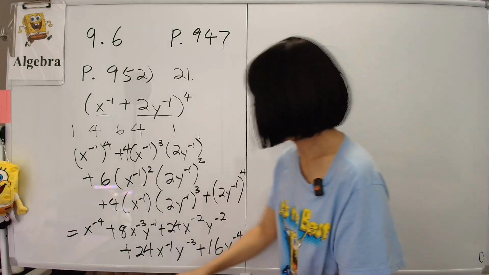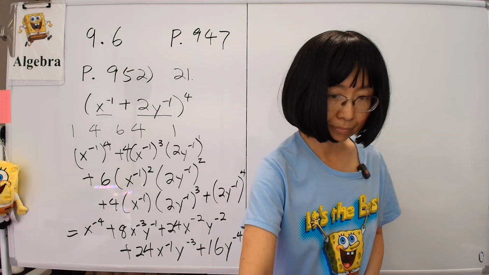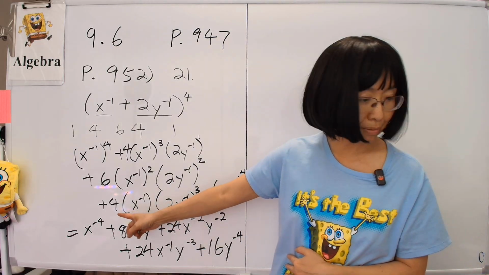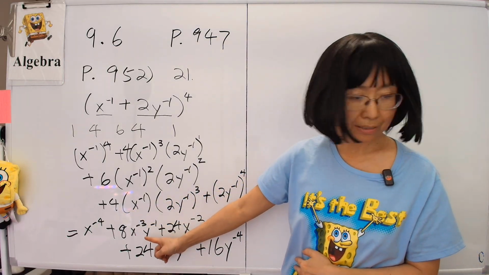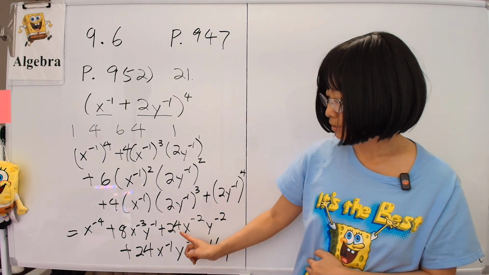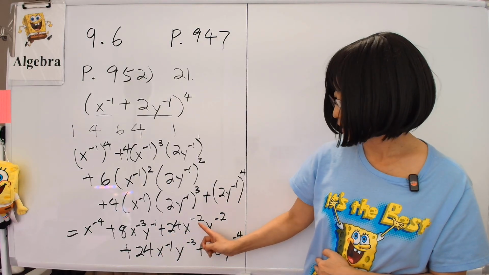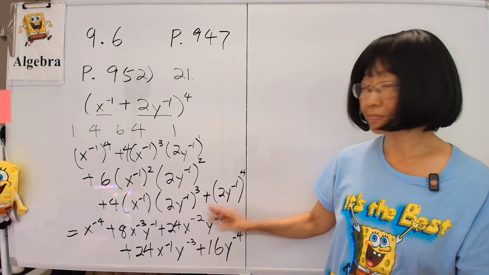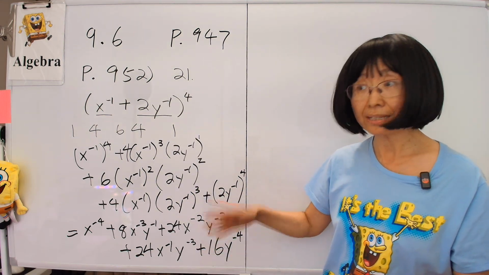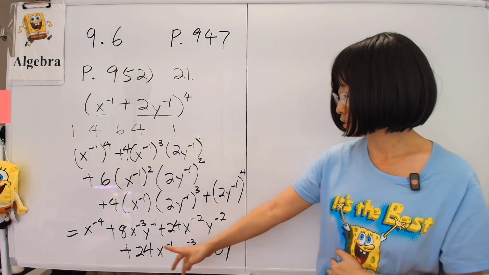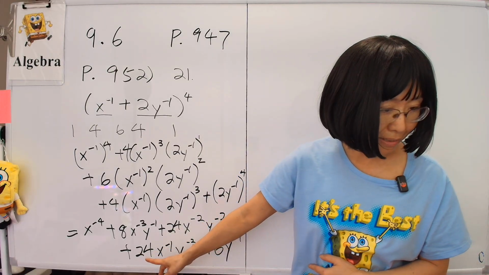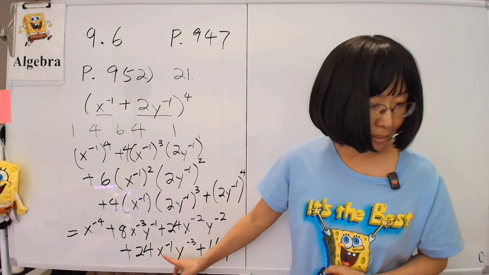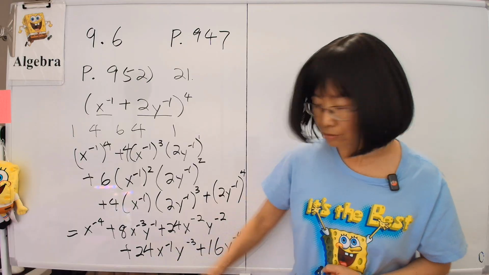That should be the right answer. Okay, so let me check. I'm checking this thing. It says first one is x to the power minus 4, and then 8 x minus 3, y minus 1, and then 24 x to the minus 2, y minus 2. Now the answer has the negative exponents under the division line. That's fine too. They're the same thing. You can write it either way. There's no real difference. And then next we have the 24.